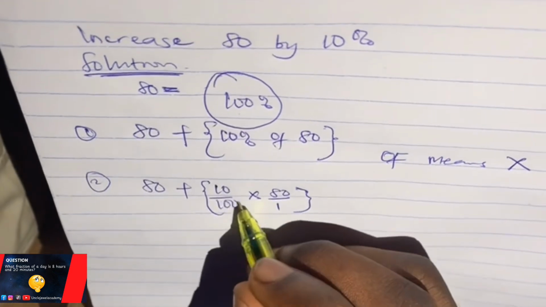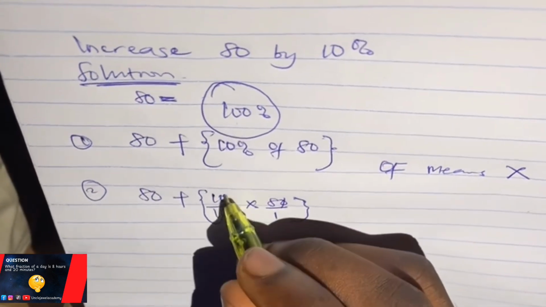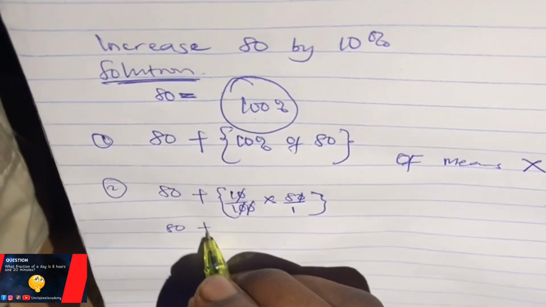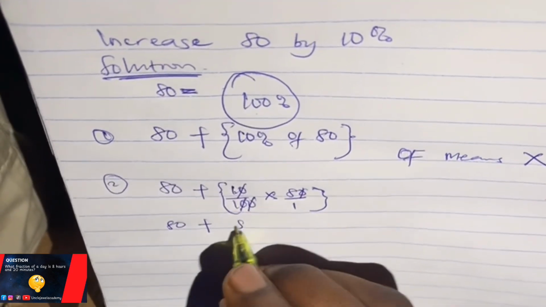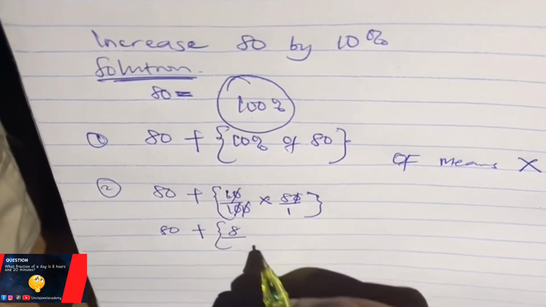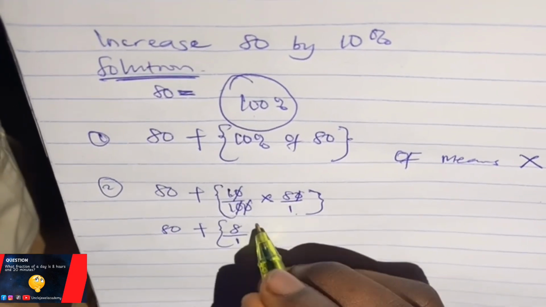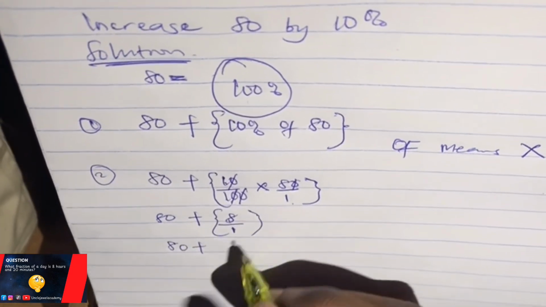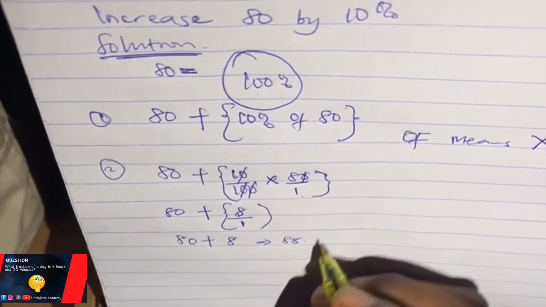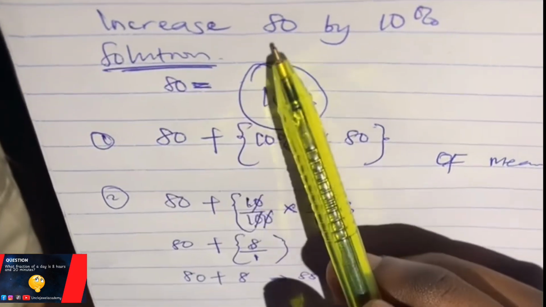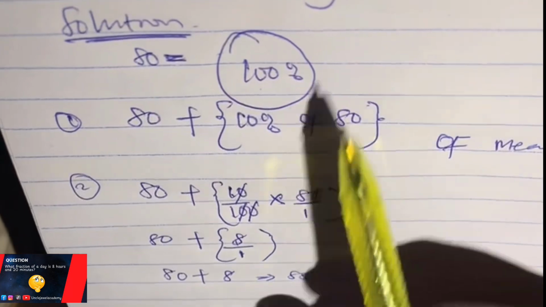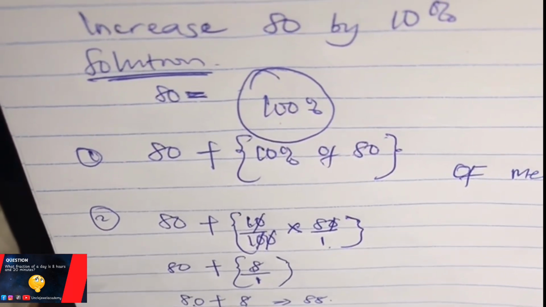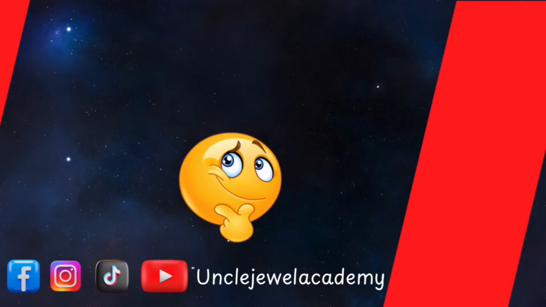So let us cut. 0 can go, 0 can also go here. So we successfully cut through. So we have 80 plus, 1 times 8 is what? 8, still in our bracket. 1 times 1 is what? 1. Then close your bracket. So we have 80 plus 8 divided by 1, which is what? 88. Now we've just increased 80 by 10%, and 10% of 80 actually is 8 itself. So 80 plus 8 gives us 88.